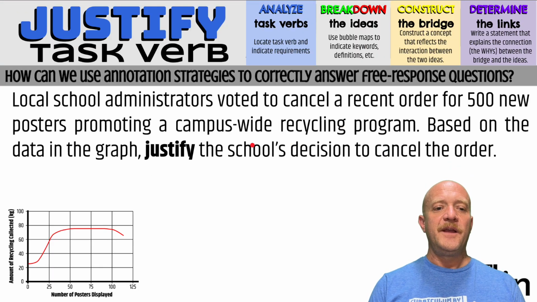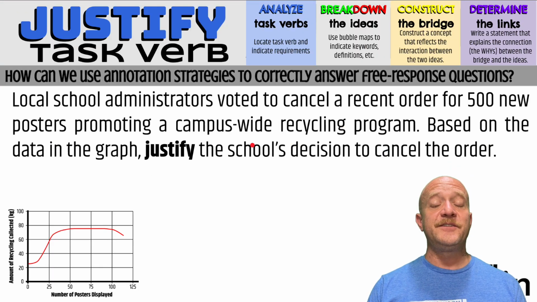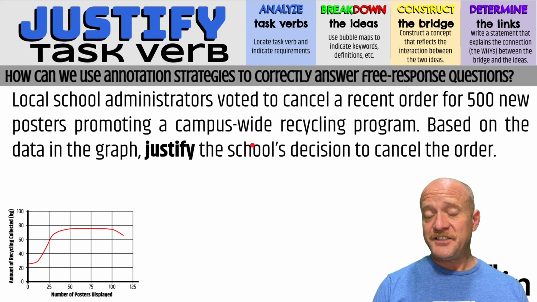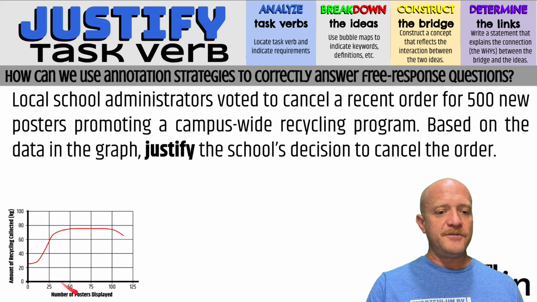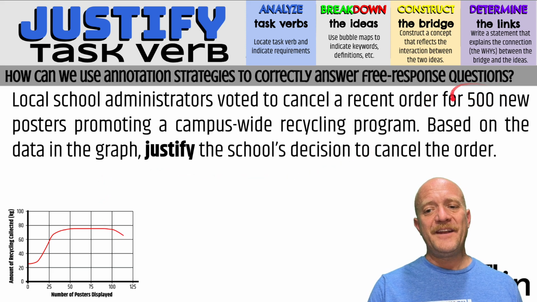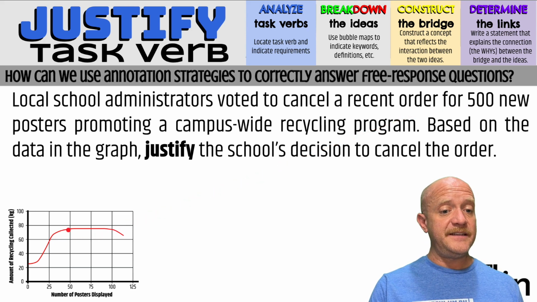Let's look at an example. Local school administrators voted to cancel a recent order for 500 new posters promoting a campus-wide recycling program. Based on the data in the graph, justify the school's decision to cancel the order. Whenever you're given any sort of graphic, we need to take a moment to look at it. We have the number of posters and the amount of recyclables collected. It seems that after 50 posters were made, it leveled off, and then eventually it dropped down. Now we don't know why, but we really want to justify why they don't need 500. 500 to me seems like overkill.